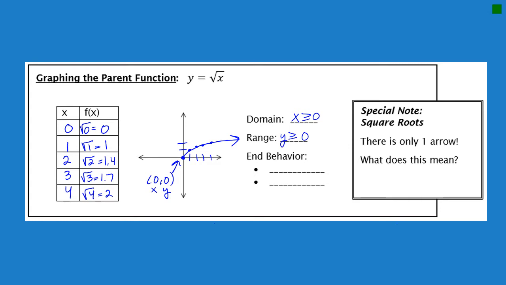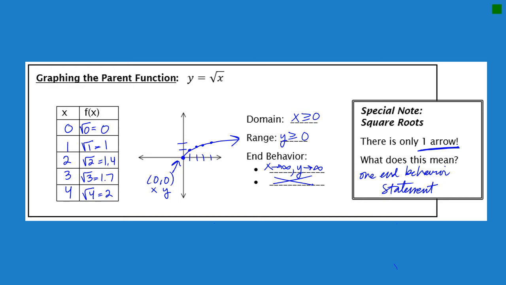Now end behavior, you'll notice that there's only one arrow. And what that means is that we're only going to have one end behavior statement. So I'm going to cross off the second line here. We're always going to be talking about as x goes to infinity. So as x goes to the right, because all of our graphs are going to start and then go to the right, as x goes to infinity, my y value is going up.